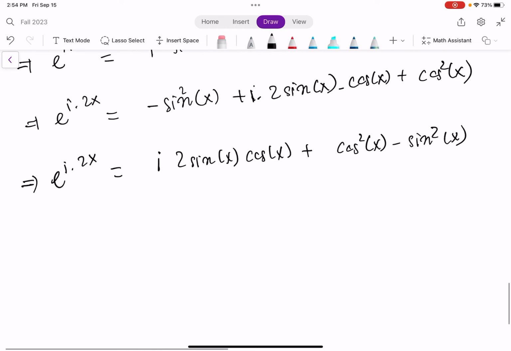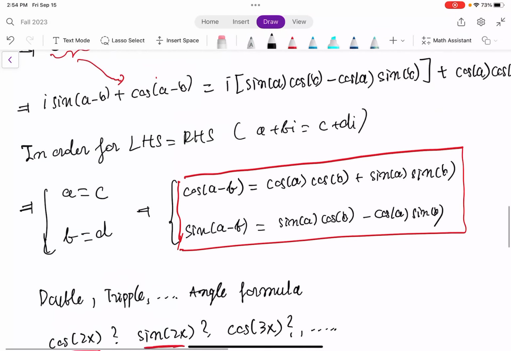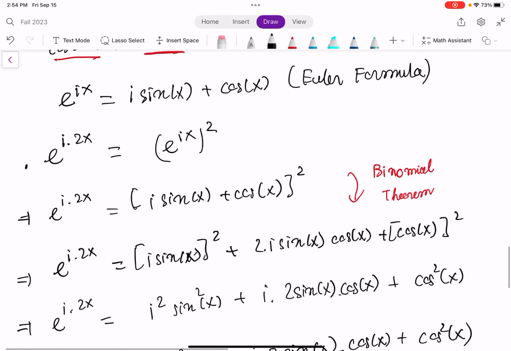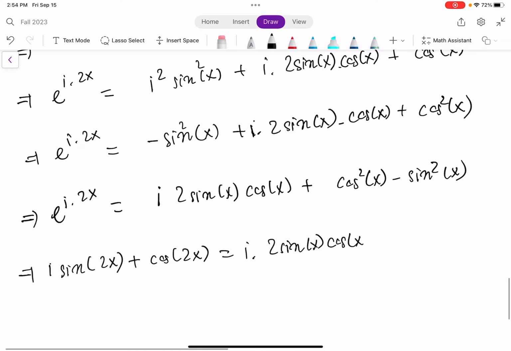Now, what is e to the power i 2x? Recall e to the power i something, our favorite formula, is just i times sine of that thing plus cosine of that thing, right? So you can write i times sine 2x plus cosine of 2x equals i times 2 sine x cosine of x plus cosine squared of x minus sine squared of x.